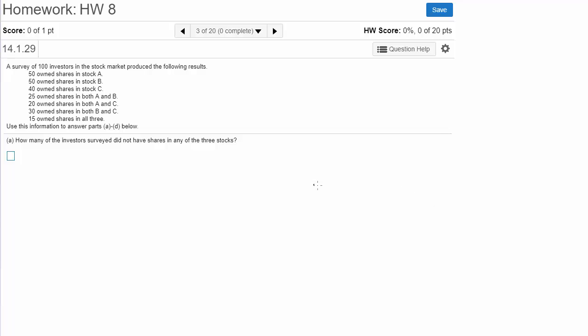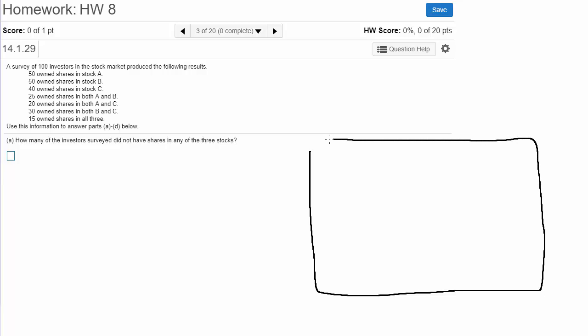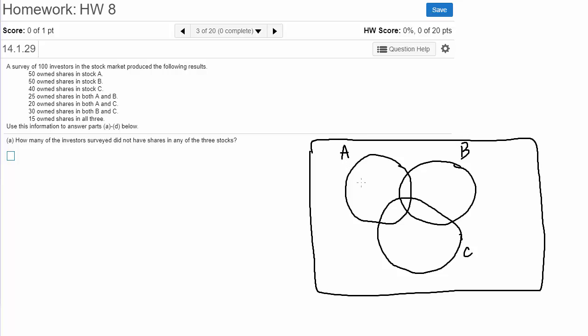For this problem here, we're going to set up a Venn diagram to help us get these answers. And if you've never seen a Venn diagram, we draw a box and then we draw overlapping circles inside of it. So in this case, this circle A represents the people that own stock A, B is for stock B, and C is for stock C.